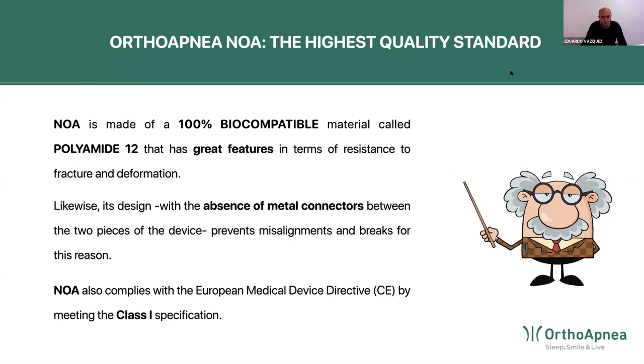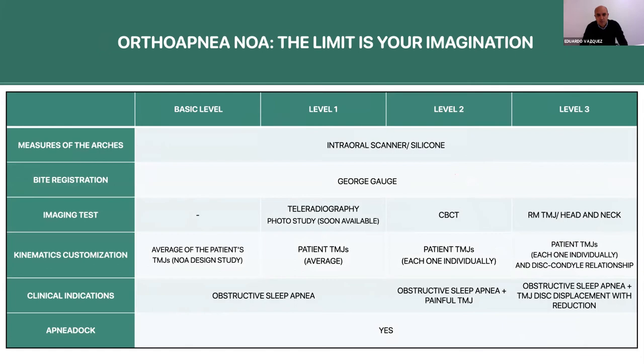We have different degrees of customization. So let's say that you want to go with what we call the basic level. I want to use the NOA like I'm using the other devices. I just want to provide the impressions of the patient's dental arches and the bite registration, and that's it. And I'm going to send this information to the lab. What do I obtain? Well, the lab customizes the mandibular kinematics to the average kinematics of the general population.